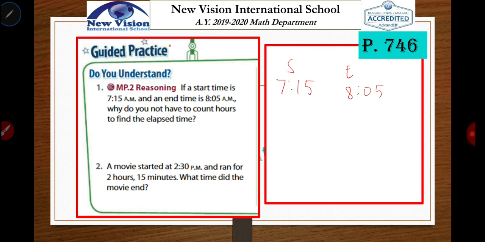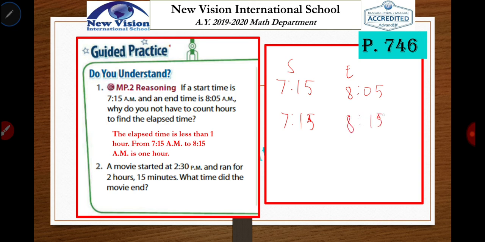Okay? Because the elapsed time is less than 1 hour. From 7:15 a.m. to 8:15 a.m. is 1 hour. Remember, as I told you earlier, it's exactly 1 hour if the minutes would be the same. You have here 15 and here is 15. But since in the given time we have only until 8:05, it's not exactly 1 hour. Therefore, the elapsed time is less than 1 hour. Did you understand? Good.